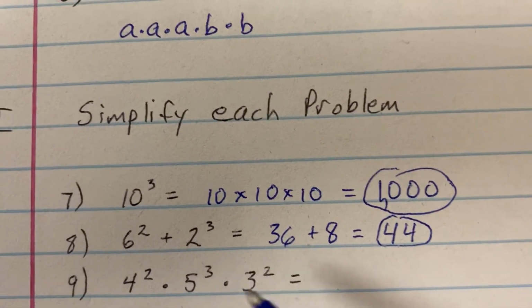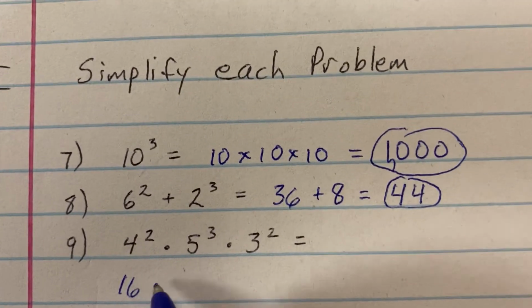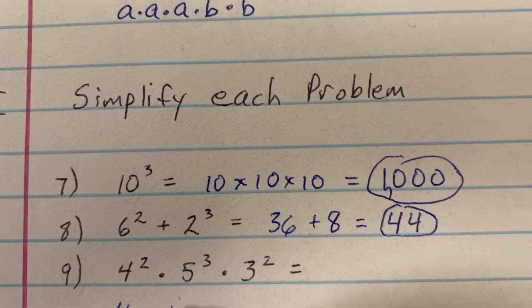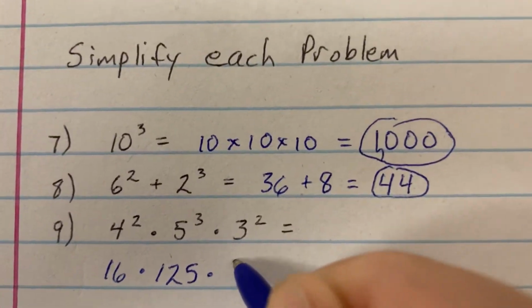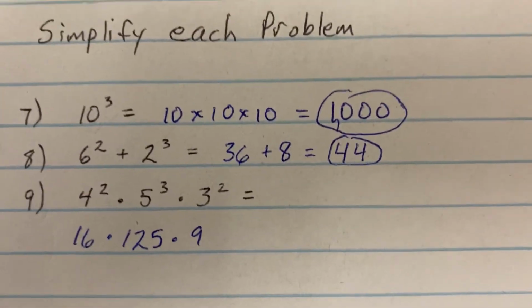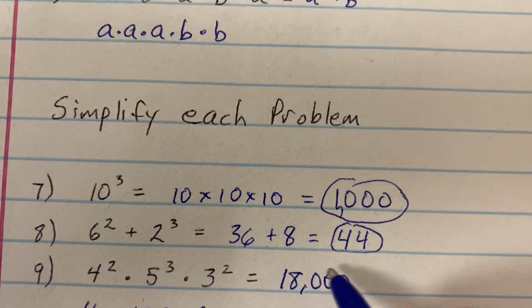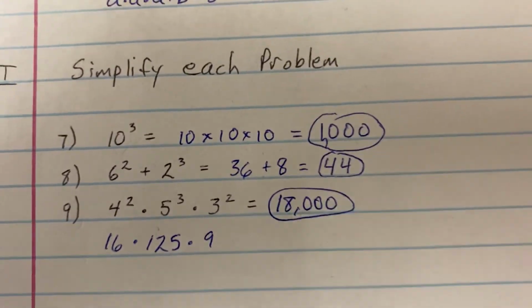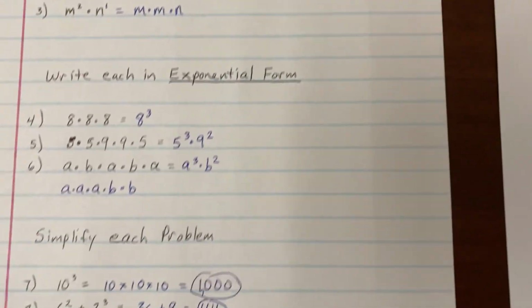Because you can see the answer on this one's gonna be huge. 4 times 4 is 16. 5 to the 3rd power is 125. 3 squared is 9. We normally don't just do this as mental math, okay? So use the calculator. I already did, and oddly enough, the answer was 18,000. So those are the 3 sections. Just try to do what I did here.